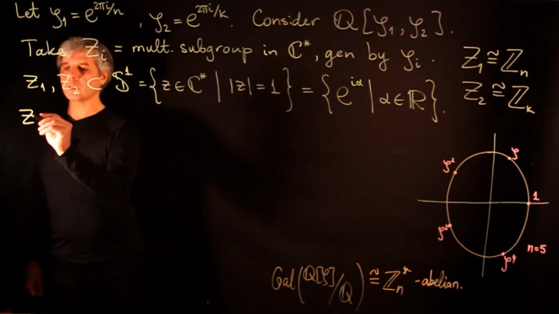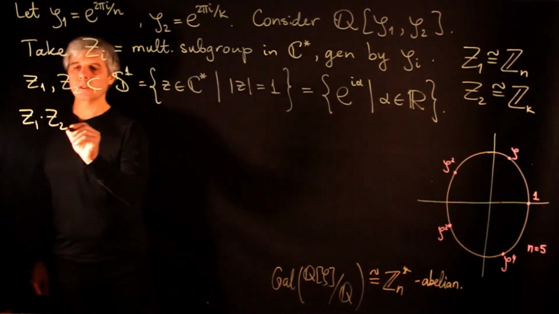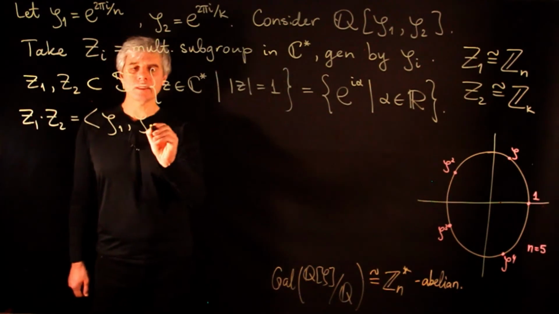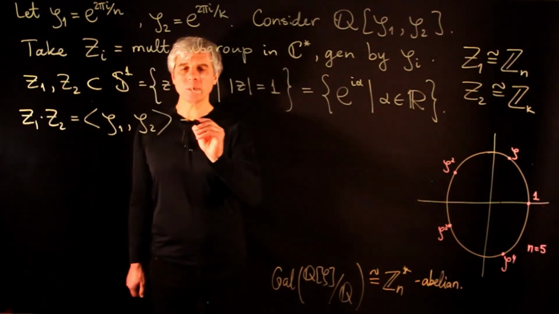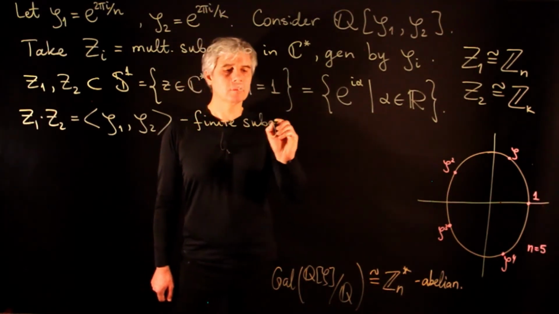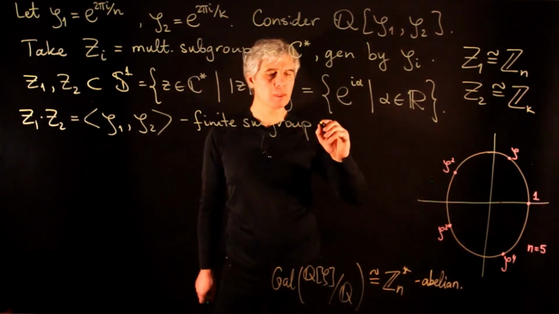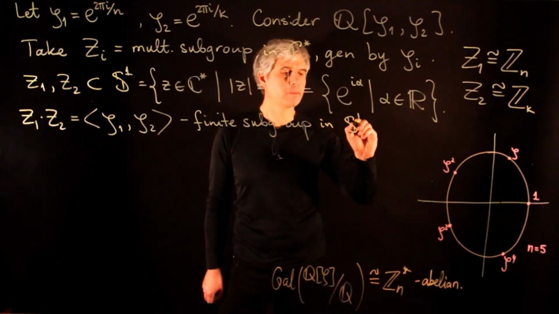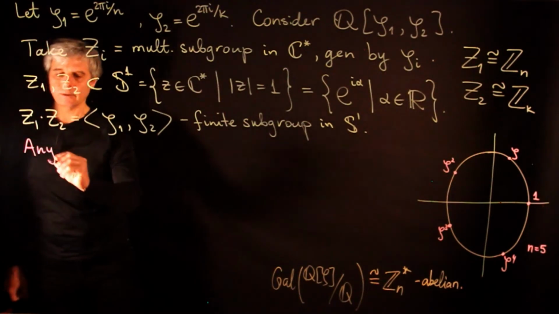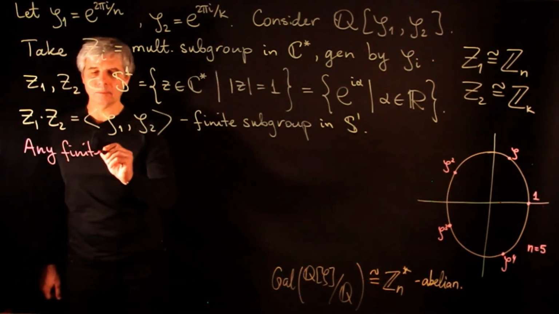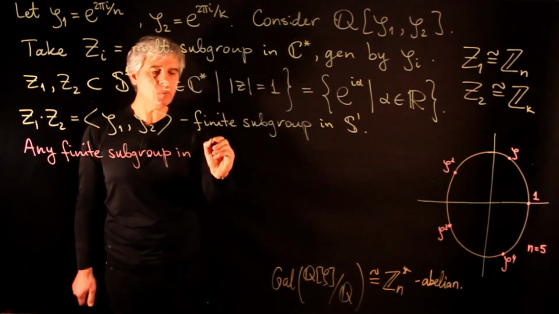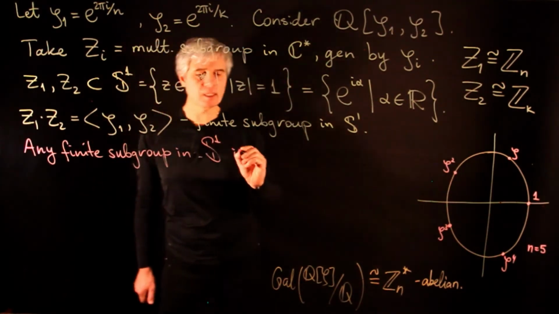Consider the product of these two subgroups, Z1 times Z2. So this will be a multiplicative subgroup generated by both zeta 1 and zeta 2. This will be again a finite subgroup in S1. And it's easy to see that any finite subgroup in S1 is cyclic.